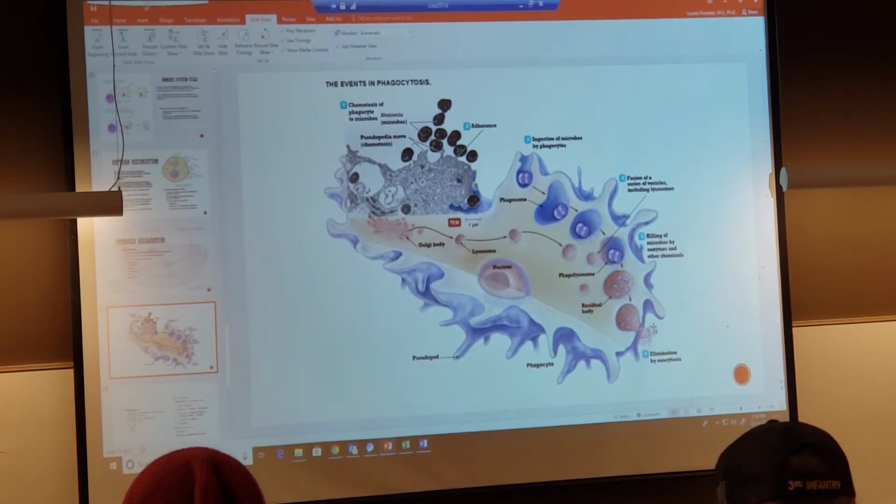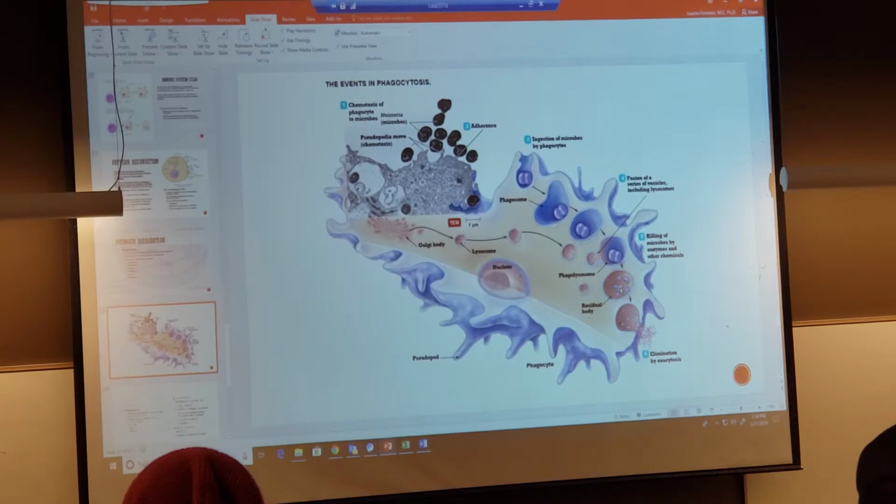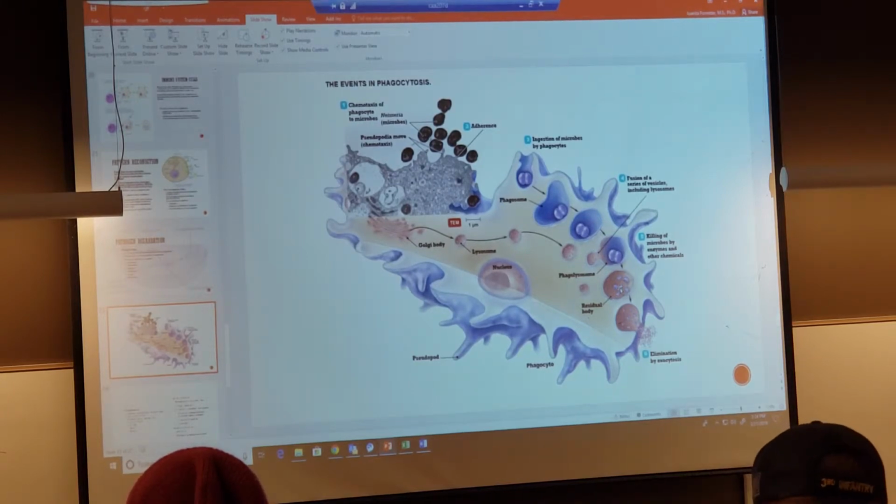But later on, we're gonna find that some of these pieces of pathogen are used as flags, so that the cell that takes in the invader holds up a piece of it and says, look what I found, somebody needs to come and check this out, and that's part of the adaptive response.